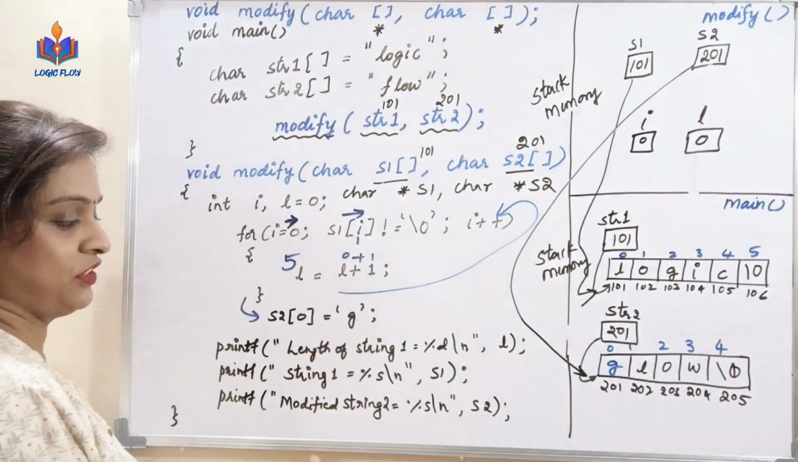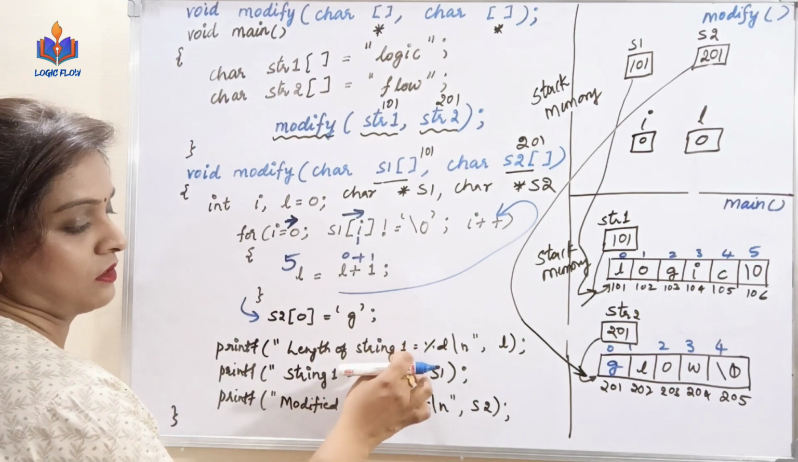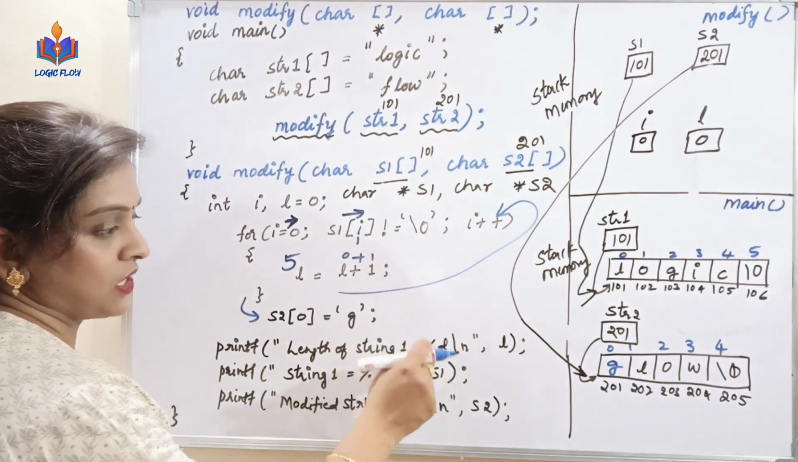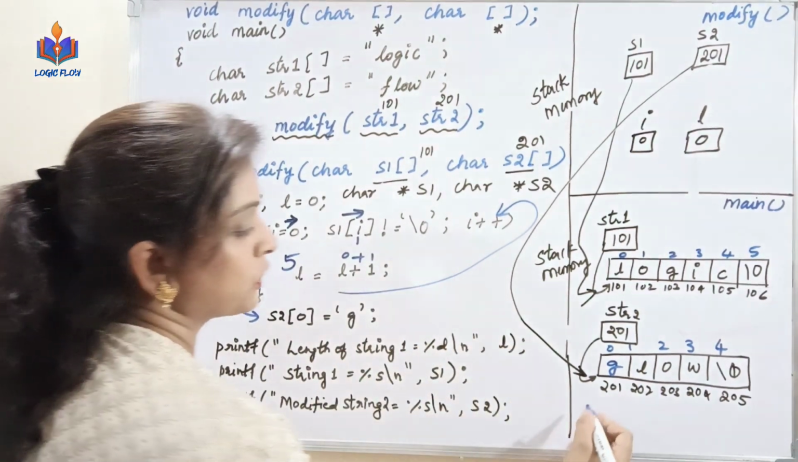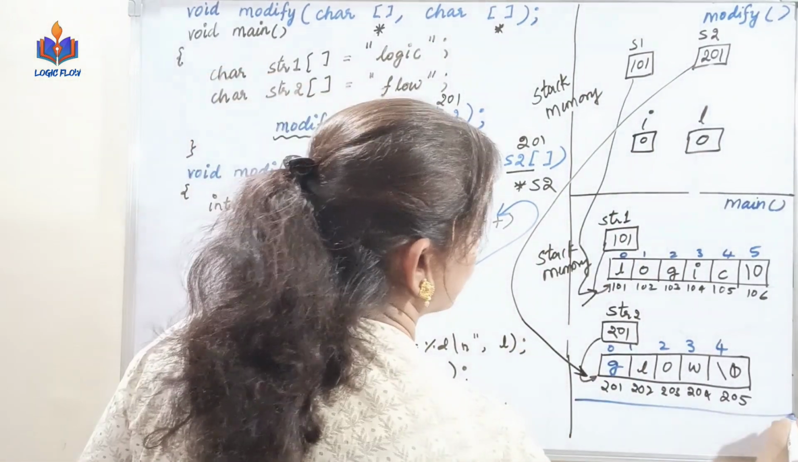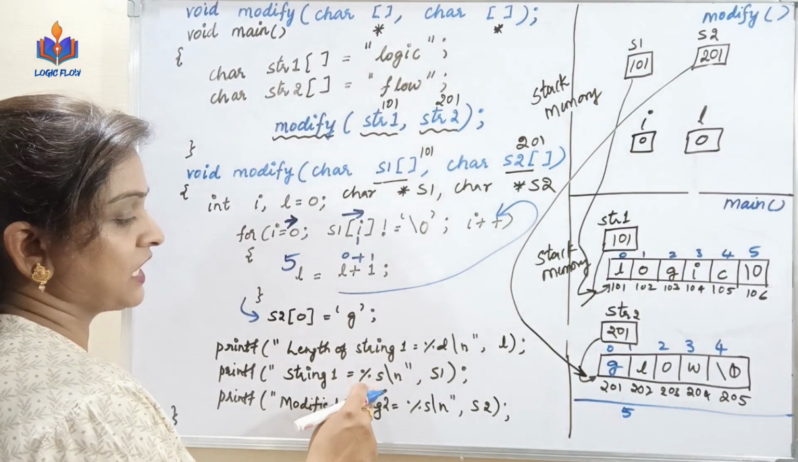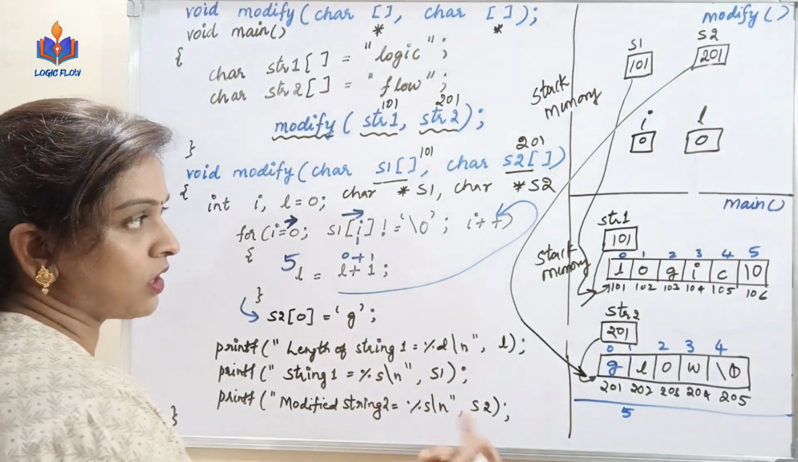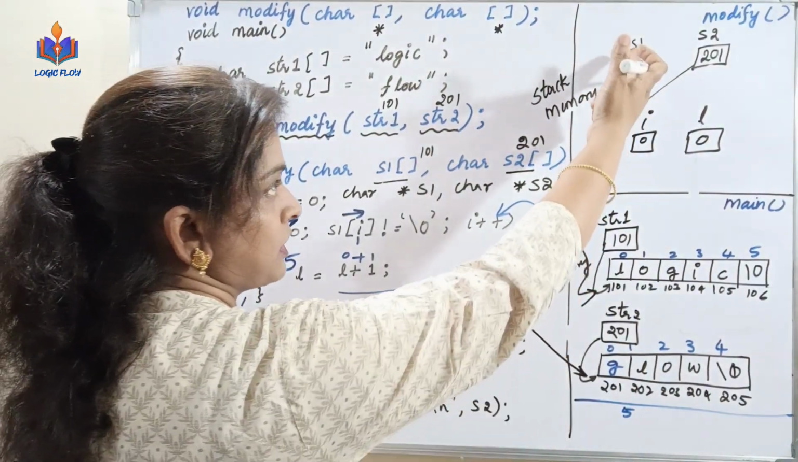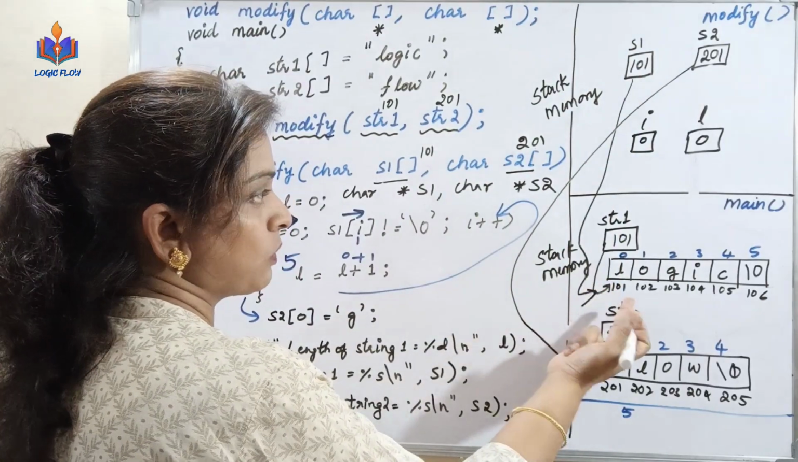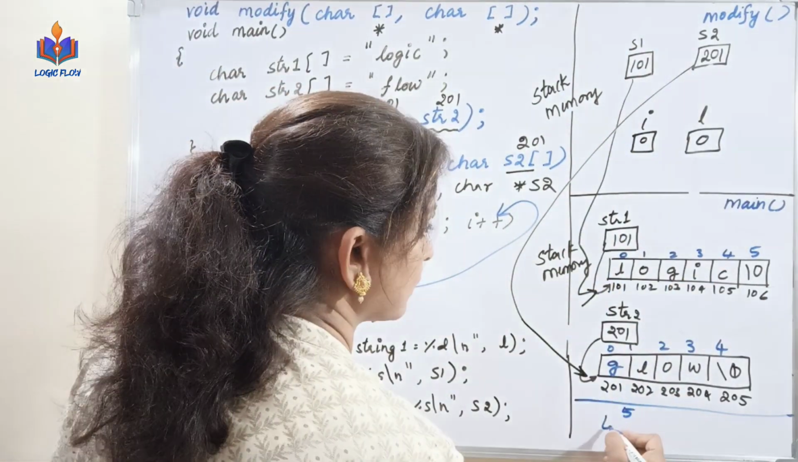Now print everything. Length of the string 1, that is the first string, percentage d, print L. So in the output, what am I going to get? Length, I am going to get 5. String 1, percentage s, print S1. S1 means S1 pointing to 101.